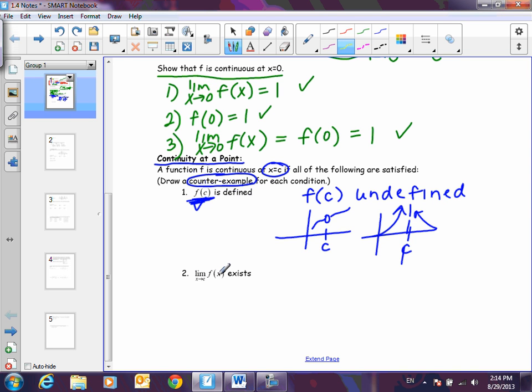All right, let's look now at 2. The limit as x approaches c of f of x exists. So what we're trying to figure out is when does the limit not exist? Well, I already have an example up here. In which one of these does the limit not exist? The asymptote. So let's go ahead and redraw that just so we know it counts for both. And it doesn't matter if the graph splits or what. It's just the asymptote, no limit.